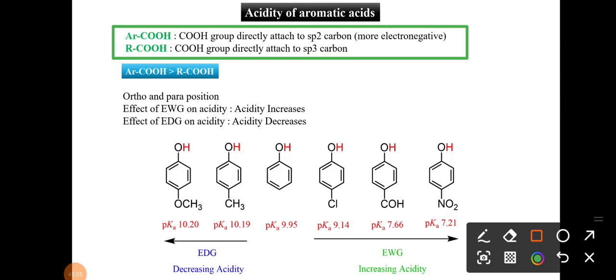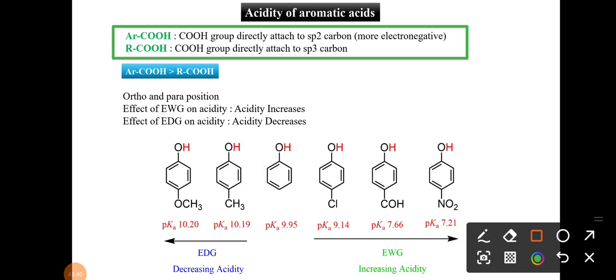In the first one, the carboxylic group is directly attached to sp2 carbon, which is comparatively more electronegative as compared to the sp3 carbon. Whatever the COOH group is directly attached to the sp2 carbon, that is more electronegative in nature. So what is the order of acidity? Aromatic carboxylic acids are more acidic than aliphatic carboxylic acids. Simply, we have seen this in the phenols, so similarly that rule applies here.